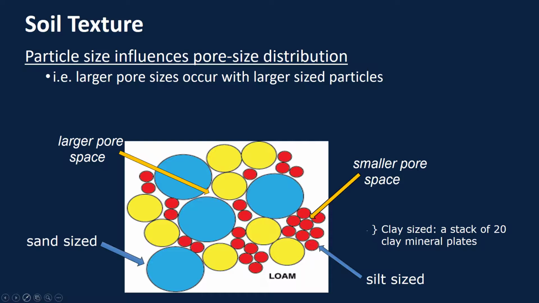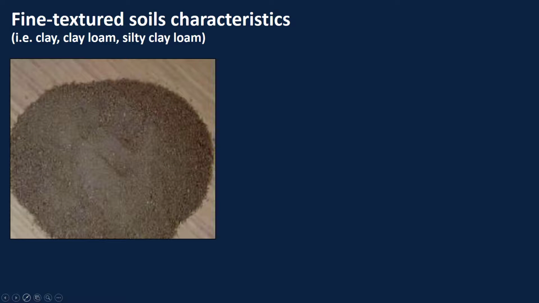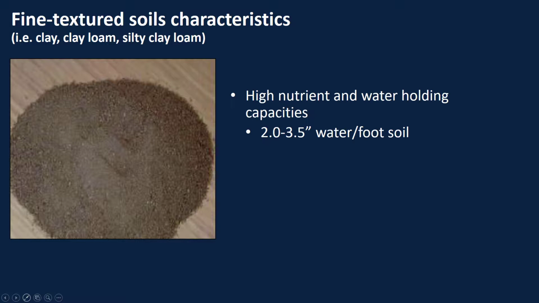However, as we saw earlier, we have soils that are more dominant with sand, more dominant with silt, more dominant with clay, and with that we can get different attributes, generally speaking. If we look here at fine textured soils, those clays, clay loams, silty clay loams, and look at some of their characteristics, we can see that they tend to have high nutrient and water holding capacities. They have a lot of surface area, they have a lot of smaller pores, which is able to hold that water really well, about 2 to 3.5 inches of water per foot of soil.